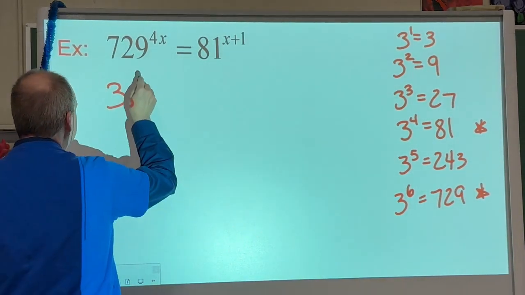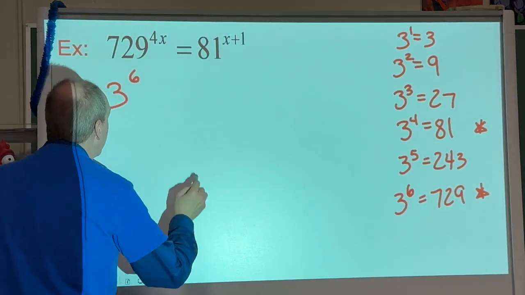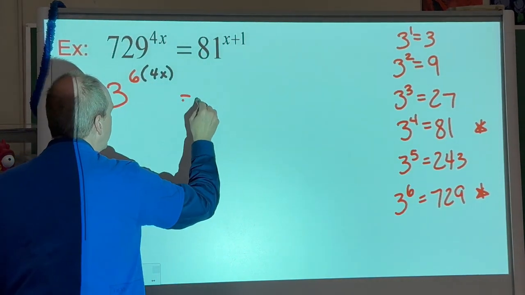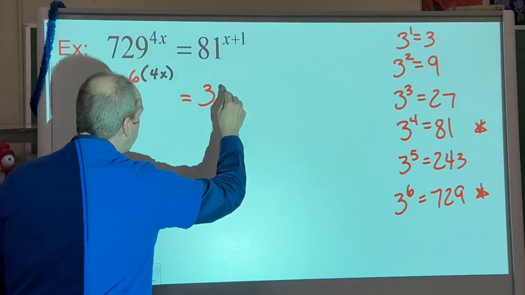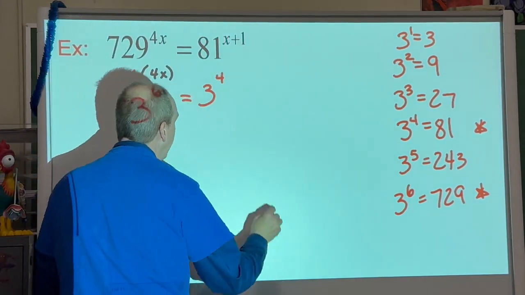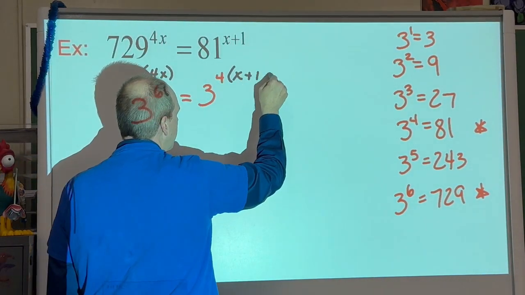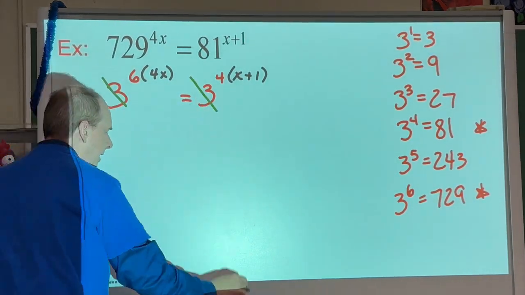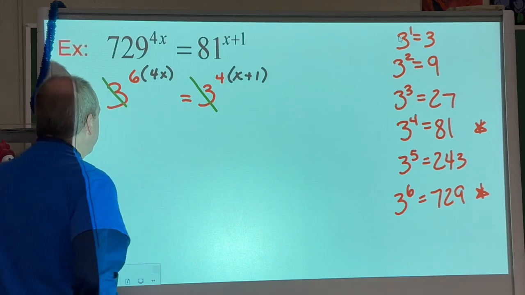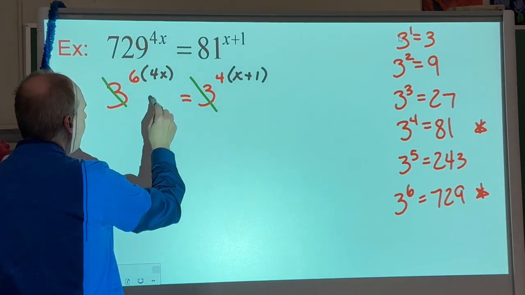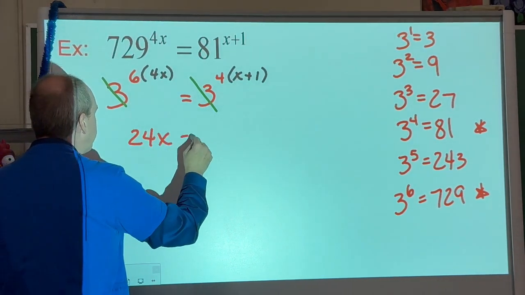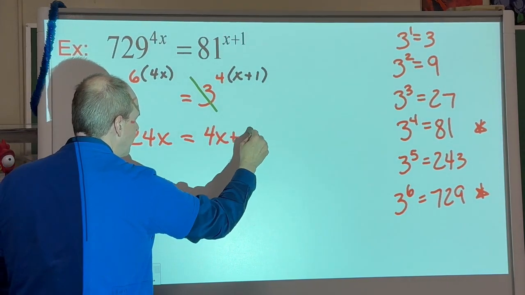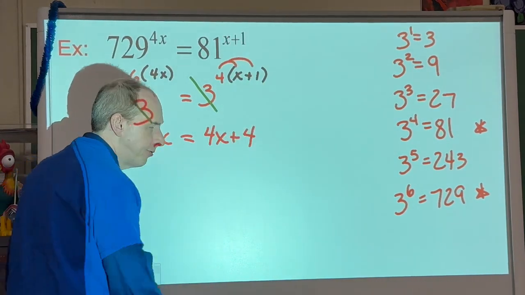3 to the 6th power is 729, but I already have an exponent of 4x, equals 3 to the 4th power is 81, but I already have an exponent of x plus 1. Once you have the same base, you're allowed to drop the bases out and work simply with the exponents. 6 times 4x would be 24x. 4 times x plus 1 would be 4x plus 4 using your distributive property.